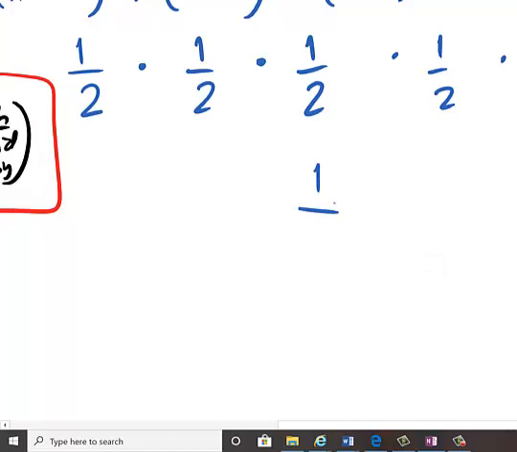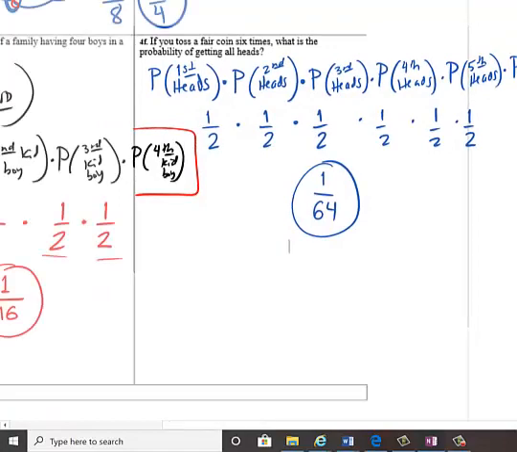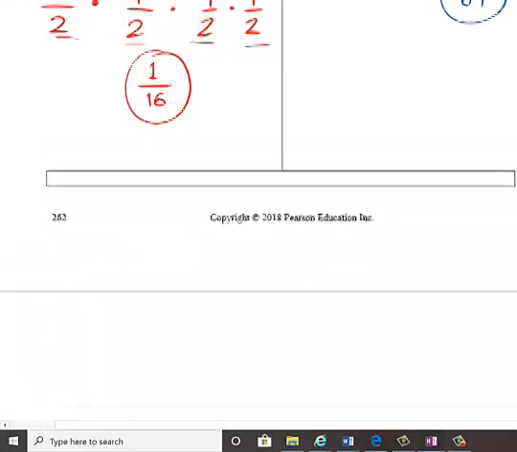But let's see. I think it'll be 64, huh? Because 1 times itself 6 times is 1. But 2 times itself 6 times is 64. So you only have a 1 out of 64 shot of getting heads 6 times in a row if you were to flip a coin 6 times.